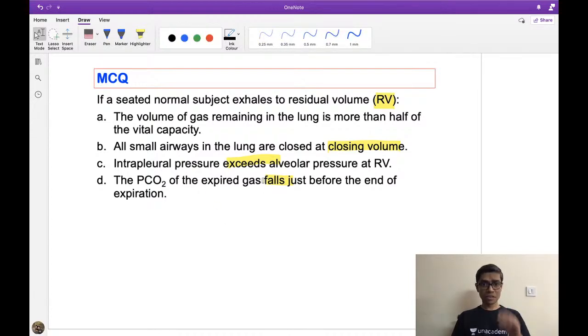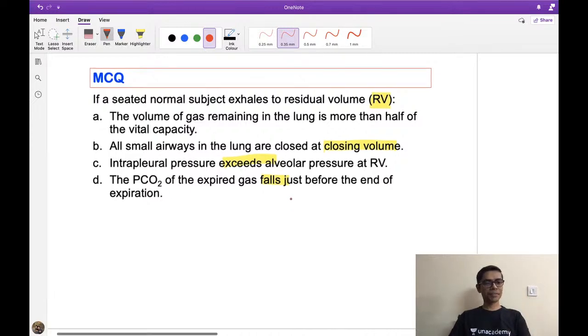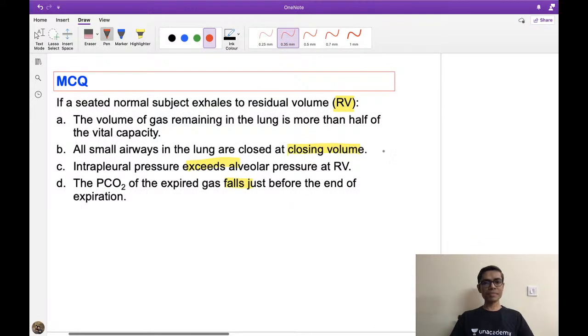Read all of these options. Try to answer. Let's see how you exclude the options. So what is the concept of residual volume that they are asking here, and what is the concept of closing volume? These two concepts I will discuss here. Closing volume, residual volume. Okay. So you try to answer. In the meantime, I am drawing some diagram.